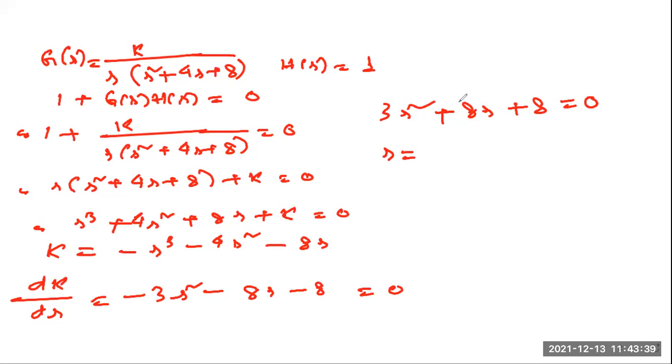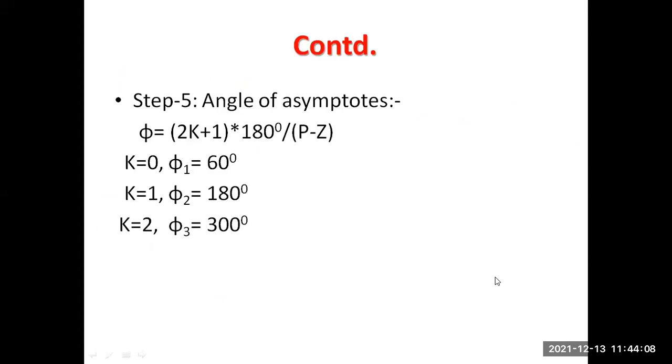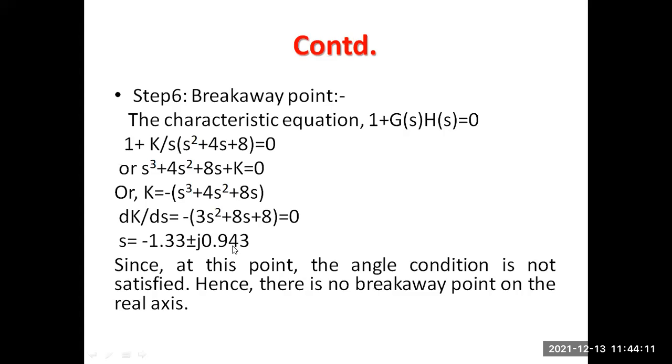Minus 1.33 minus j 0.943, and another one will be minus 1.33 plus j 0.943. Okay, let us check it. Are you getting this one? Yes, sir. Okay.